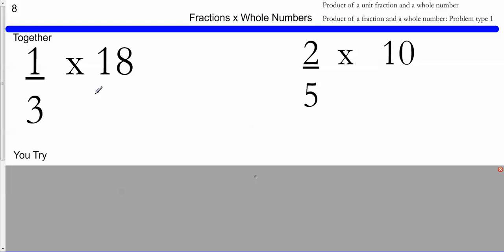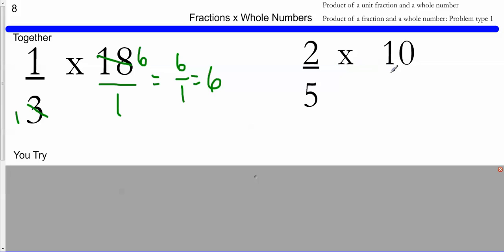So I've got 1/3 times 18. So step number 1, make my whole number a fraction. Now, can I simplify the 1 and the 1? Nope. But I can simplify the 18 and the 3. 3 divided by 3 is 1. 18 divided by 3 is 6. 1 times 6 is 6 over 1. So then I need to make my improper fraction a mixed number or whole number. So 6 divided by 1 is 6.